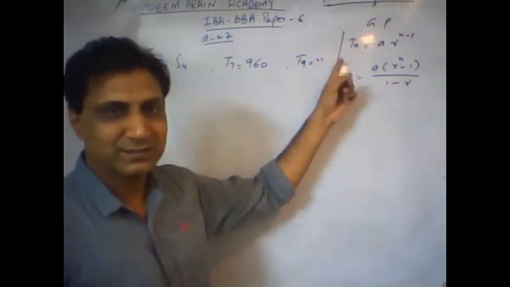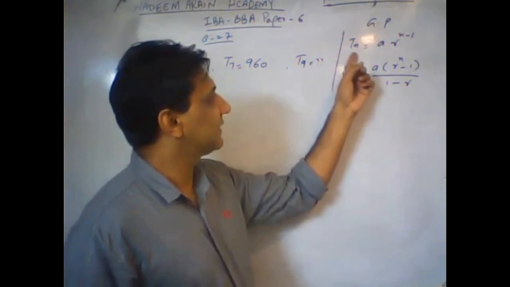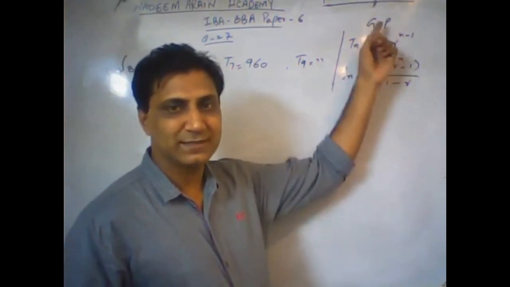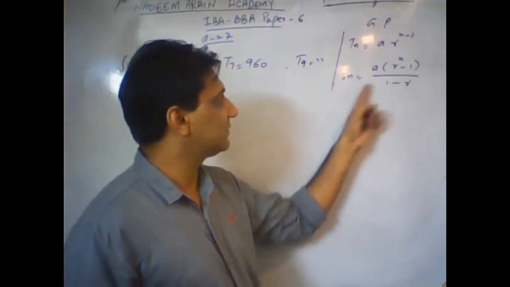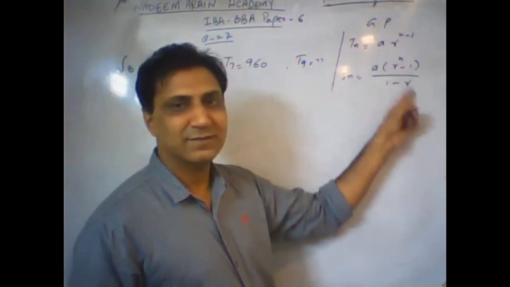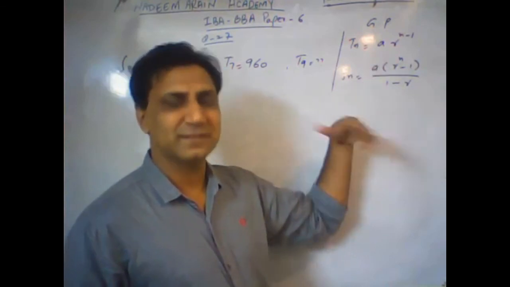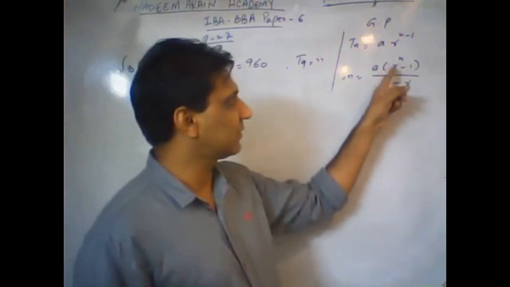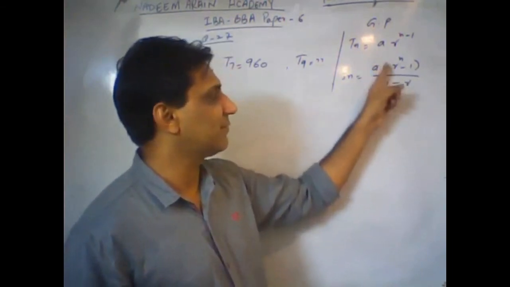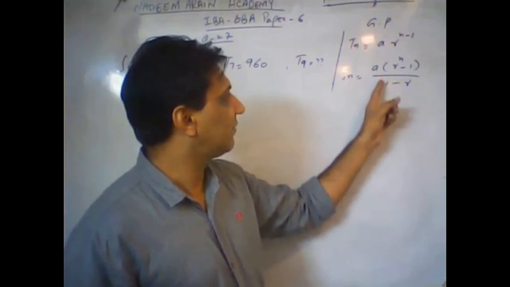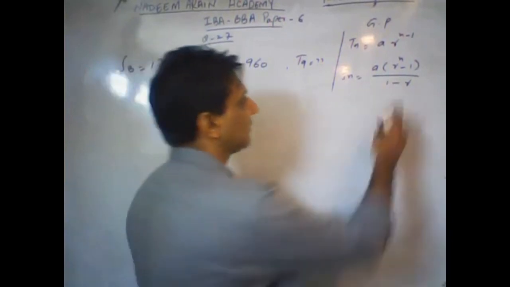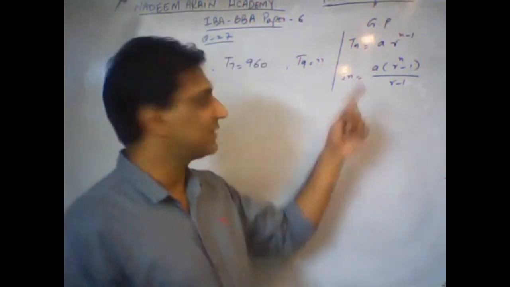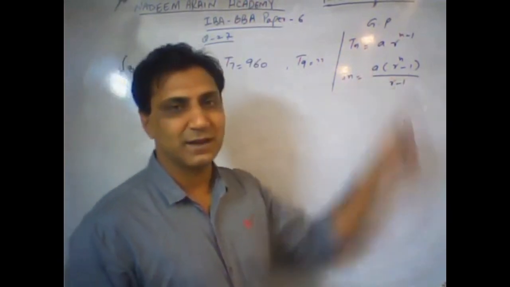So these are formulas just for your review. The nth term in a GP is a r power n minus 1. A is the first term, r is the ratio, n is the number of terms. And the sum to n terms is a times r power n minus 1 over r minus 1 when r is more than 1. And in the case where the ratio is a decimal or fraction less than 1, you can also convert this formula as a times 1 minus r power n over 1 minus r.